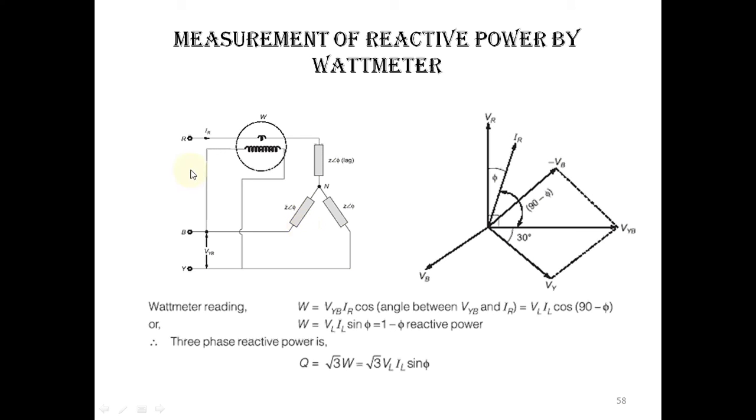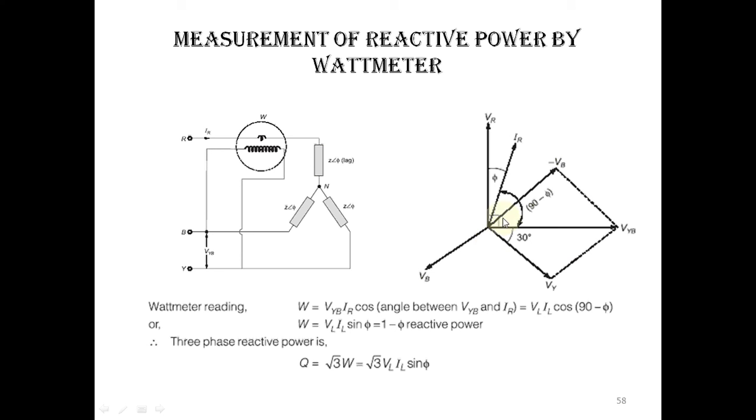But here, the phase where the current coil is connected will be excluded from the pressure coil connection. So where the current coil is in series, the pressure coil is connected across the 2 other phases. That is all. But there is one important thing: the load has to be star connected and a balanced one, of course. So you can see the phasor diagram.